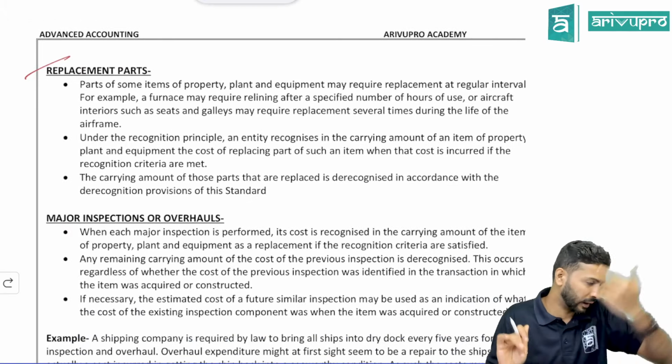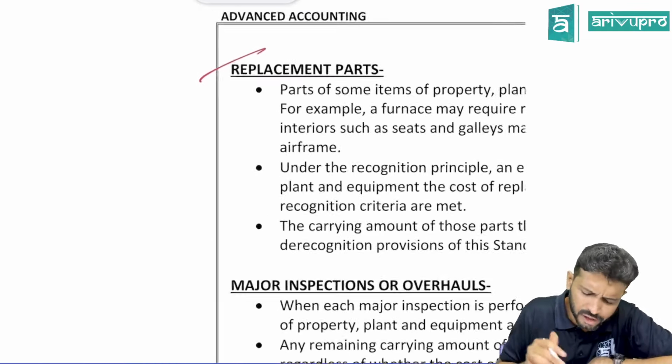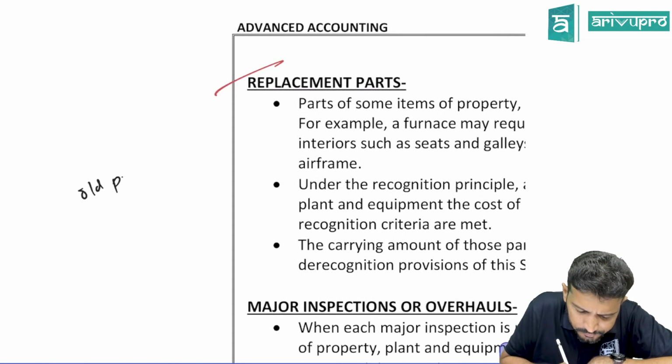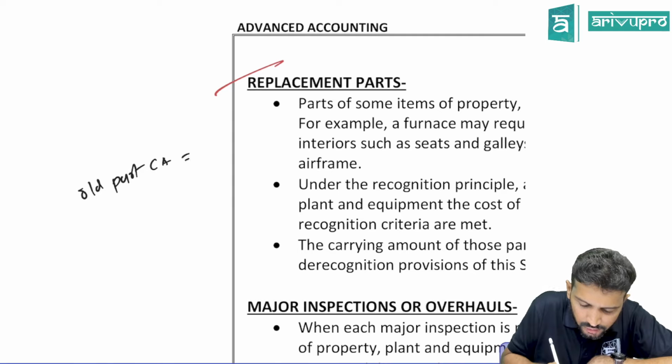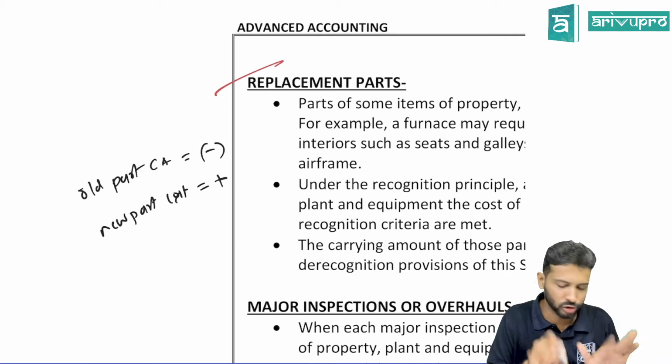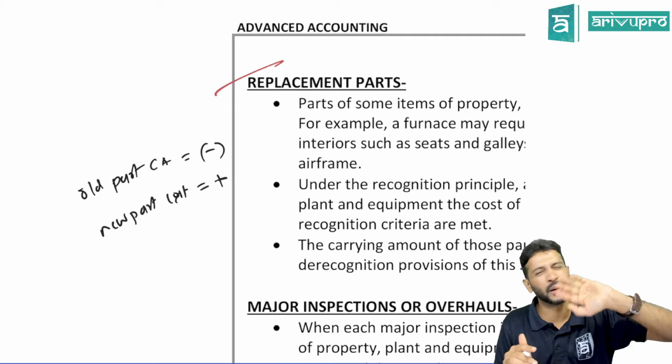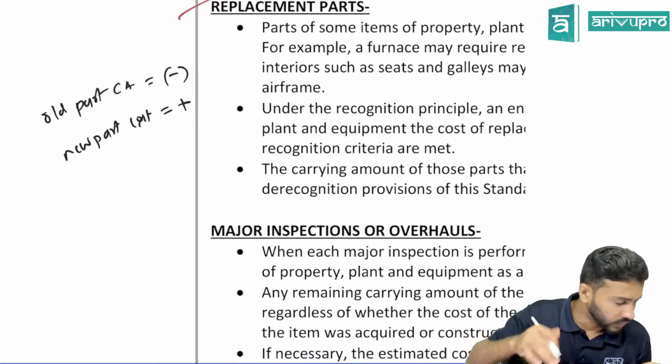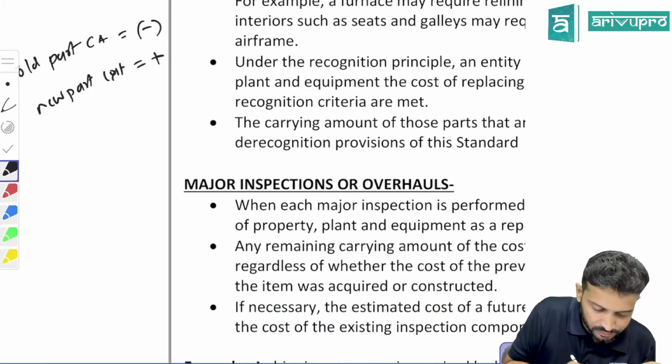This is all content from the study material. They write in a big way. You don't worry about that. You can simply write in short form: old part carrying amount deduct, new part cost you add. That's all we need to know from this particular concept. This is good enough for us. They'll write in big words. That much we do not have to know. Okay, next we will move on to the next section.